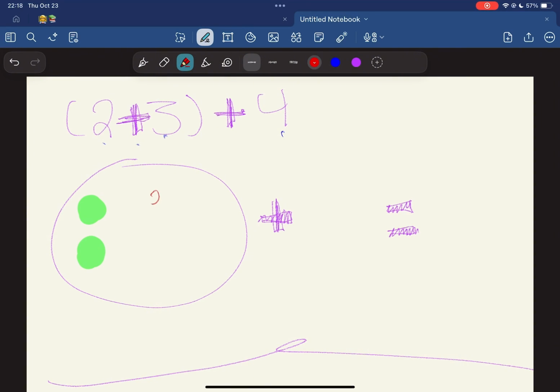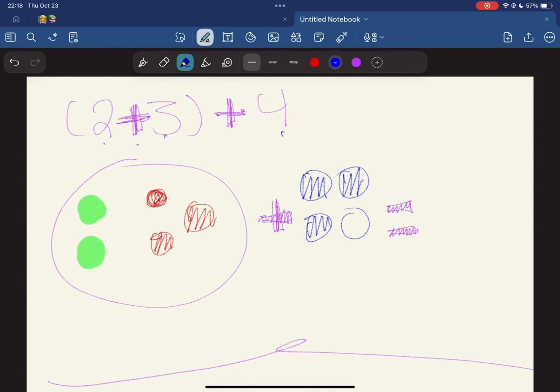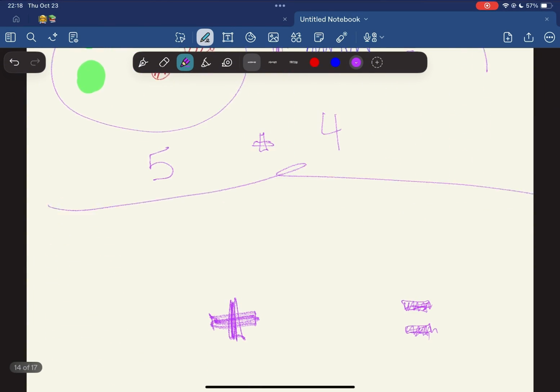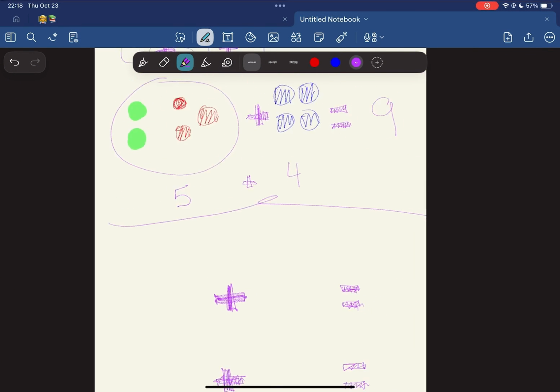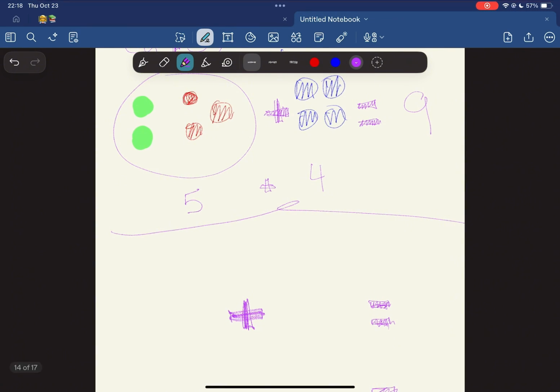So I have 2 green counters, and then I'm also going to add 3 red counters. And then on the outside, like we have above, we are going to add 4. And I'm just going to do these in blue. And so for the parentheses or our little circle there, we have 5, and then we are going to add 4, and that is going to get us to 9. That is the main problem. We know 4 plus 5 or 5 plus 4 is equal to 9.